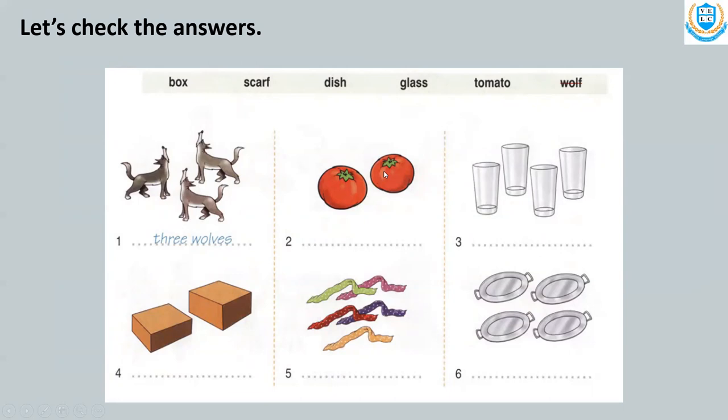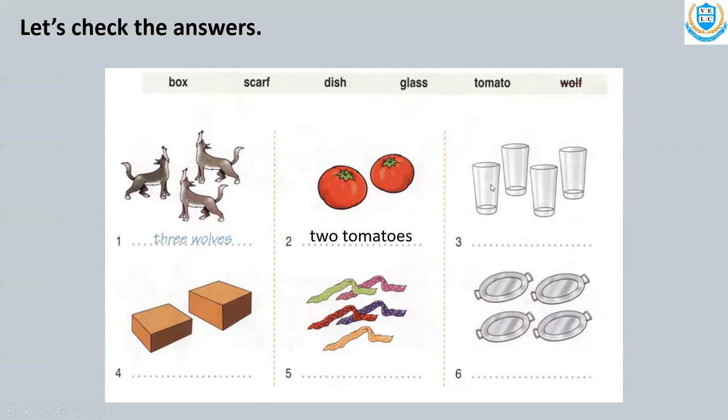Tomato. Yes, tomato or tomato is correct. Okay, so how many? Two. T-O-M-A-T-O-E-S, tomatoes. What about this one?